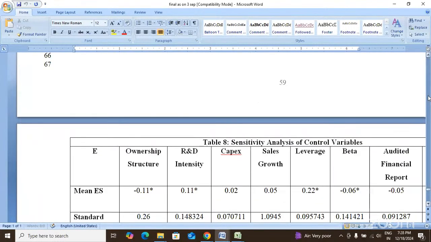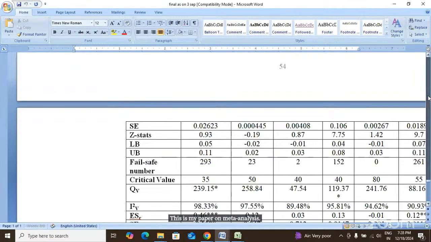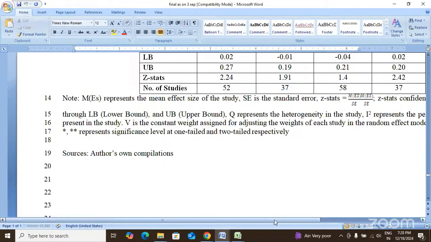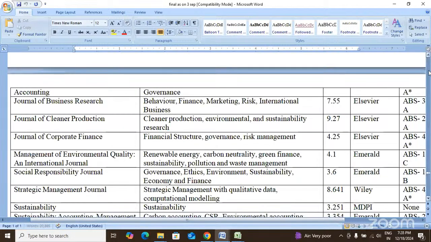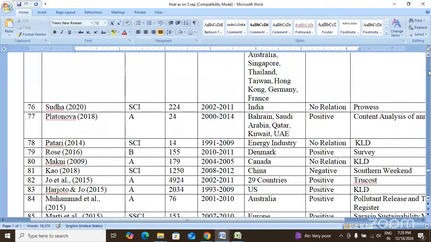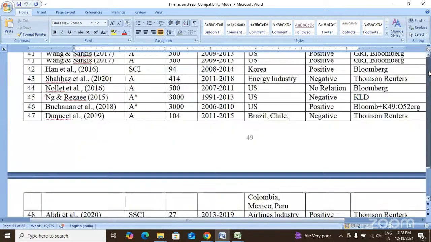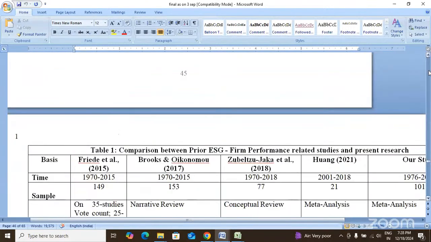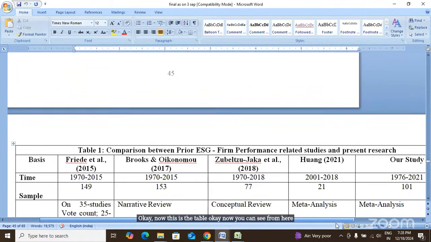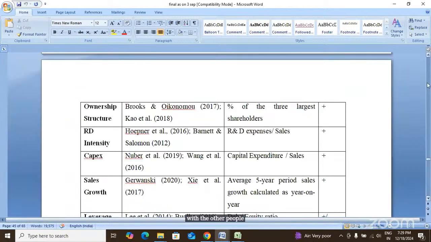This is my paper on meta analysis. Okay, now this is the table. You can see from here how we have made the comparison with the other people. Just look at this.